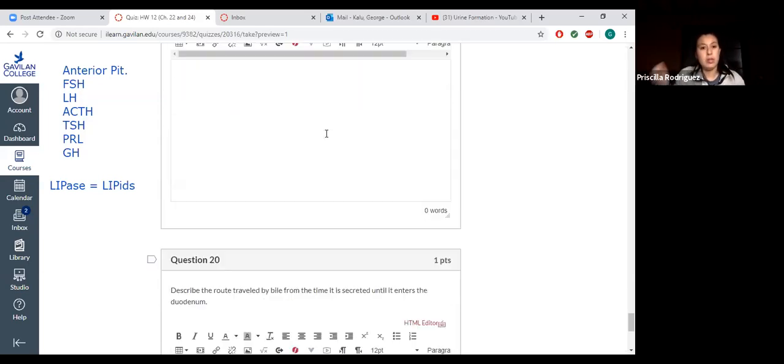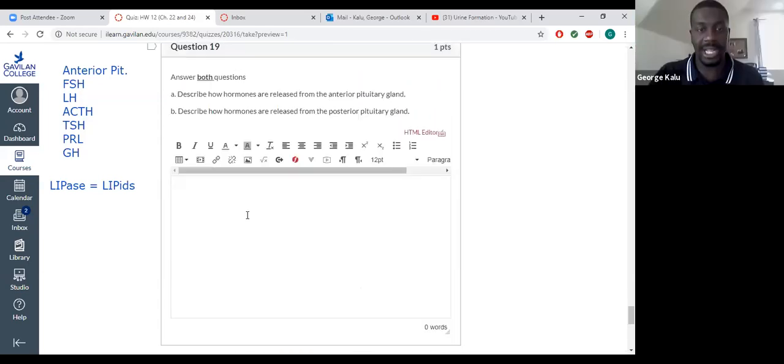Okay. So then we have question 18. So question 18, we want to look at how the hormones from the anterior pituitary and from the posterior pituitary are going to be released. Okay. So let's start with the anterior pituitary. So if we want to release hormones from the anterior pituitary, what needs to happen? What's the first thing that we need to do?